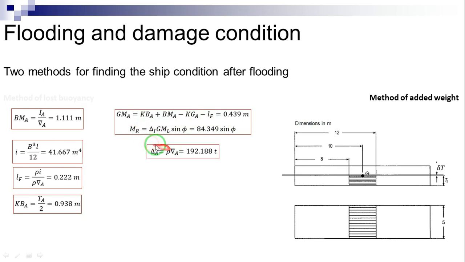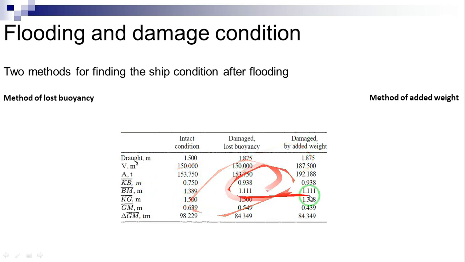This table summarizes the results of the preceding two sections. As expected, both the method of lost buoyancy and that of added weight yield the same draft, 1.875 meters, and the same initial riding moment, as we can see here. The displacements and the metacentric heights are different, but their products, delta times GM, are the same. As happens in most cases, the riding moment in damaged condition is less than in intact condition.